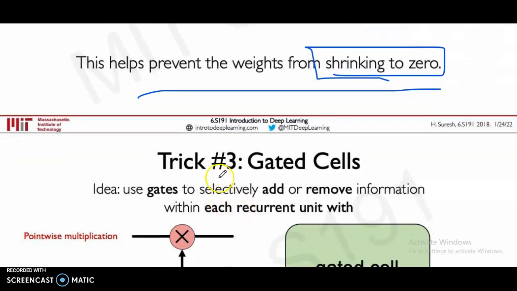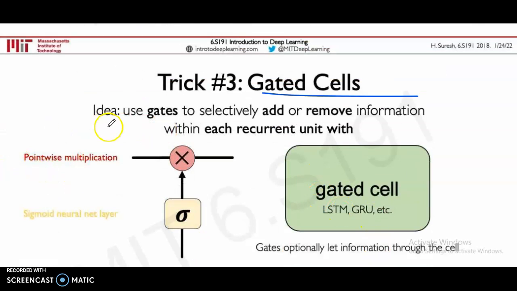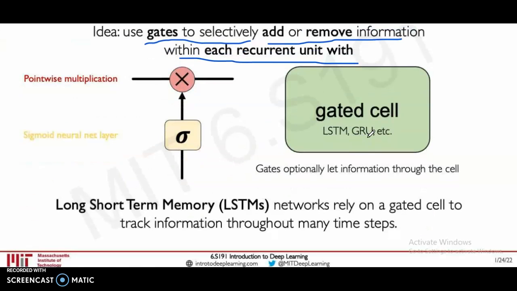So, trick 3, gated cells. Idea: use gates to selectively add or remove information within each recurrent unit, with gated cells such as LSTM, GRU, etc. Gates optionally let information through the cell: a sigmoid neural net layer and point-wise multiplication.